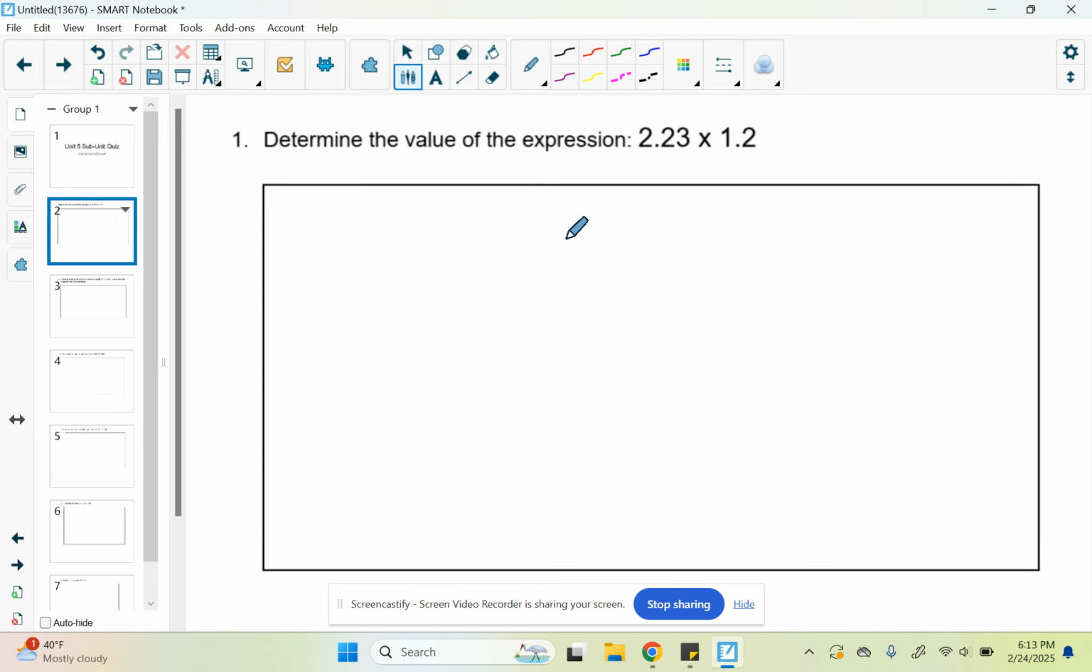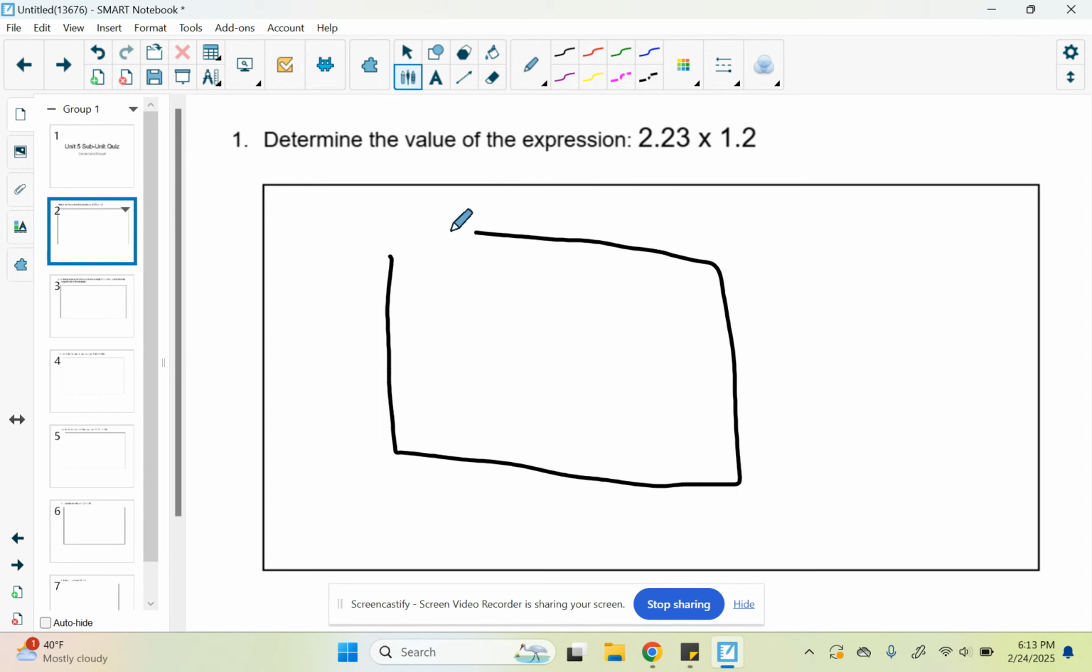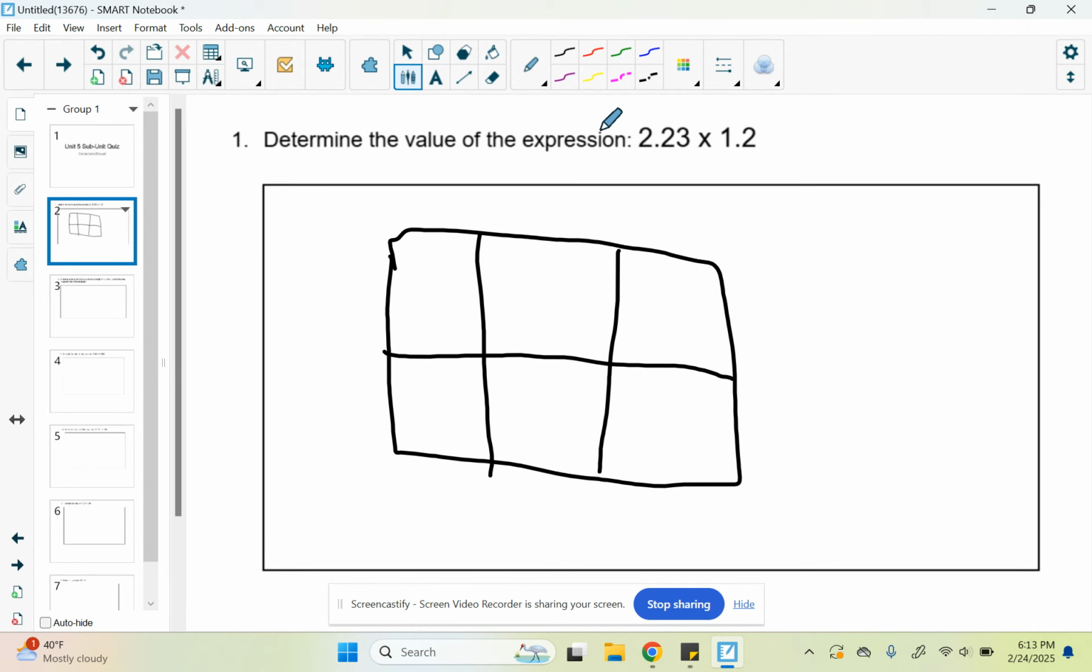Determine the value of the expression 2 and 23/100ths times 1 and 2/10ths. First we need to think about how we multiply with decimals. The answer is that we take the decimals out at first and then place them back after. When in doubt, set up the grid model. That is going to be most helpful when using decimals. I'm going to make 3 columns because my first number has 3 digits, and 2 rows because my second number has only 2 digits.